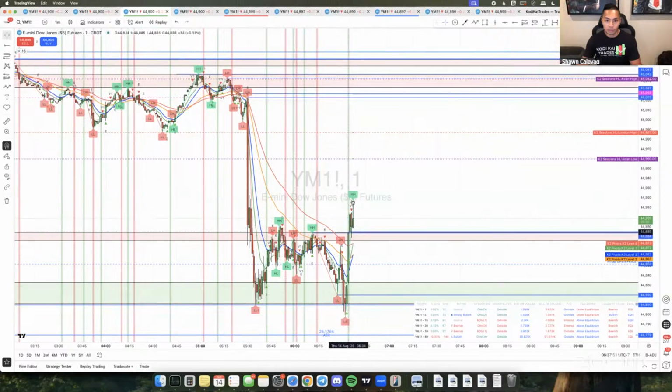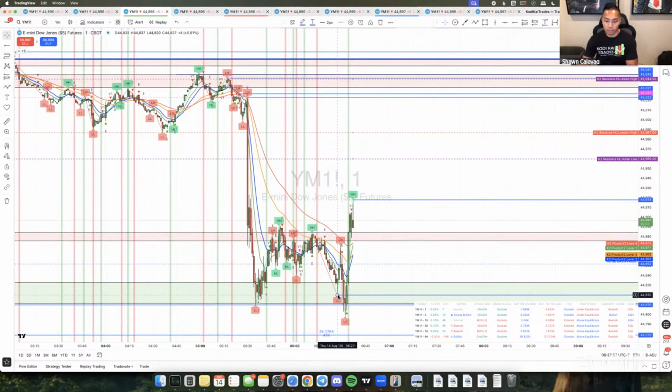So I'll be cleaning this up a little bit. If we do get a shift in trend and direction, then I'll be looking for some trades to the upside. However, right now we're still in a bit of a mixed market. So we do have a sweep over here, which filled earlier, guys. There you go, the sweep.